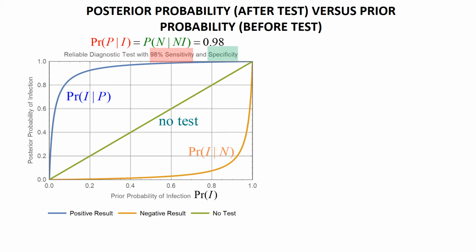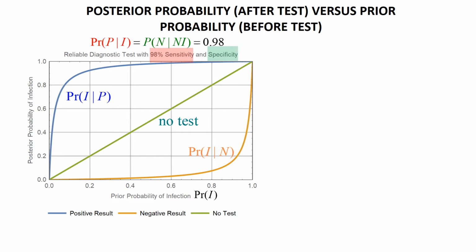Okay, now what I want to do is go through a set of curves in which we set the sensitivity, which I've highlighted in pink, and we set the specificity in green. And in this particular case, I've set them both at 0.98. And what I want to look at is, given that you test positive, the probability of a true positive, which is the probability of I conditioned on P, which is the blue line. And I want to look at the situation where you get a false negative. So the probability that, given that you test negative, you come out infected.